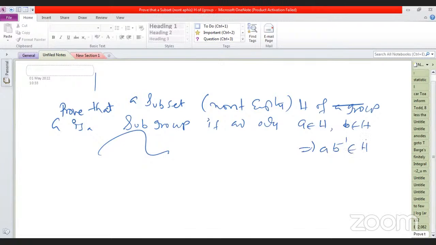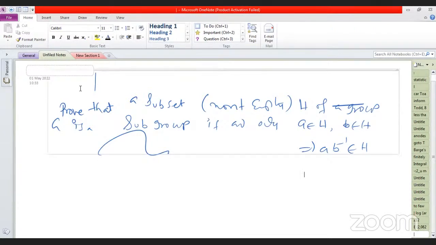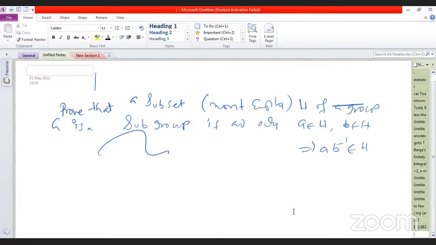Anyone tell me, what is non-empty? What does subset mean? Please respond. What is the meaning of subset? Elements of a set are in another set. Some elements of a set are in another bigger set, okay, is called a subset. Anyone else, please?